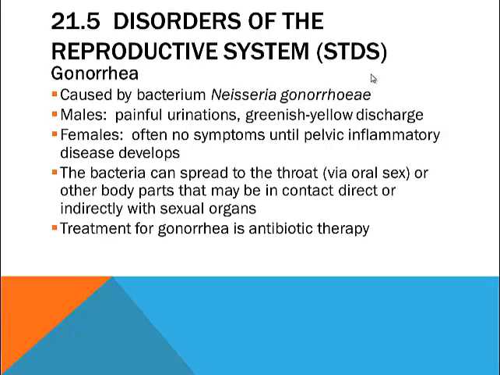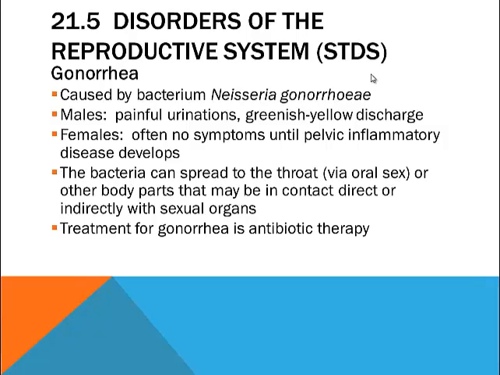Again, this is blocking of the oviducts and can cause ectopic pregnancies. The bacteria can spread to the throat through oral sex or to other body parts that may be in contact directly or indirectly with the sexual organs. For example, gonorrhea proctitis is infection of the anus, characterized by pain in the anus and blood or pus in the feces.